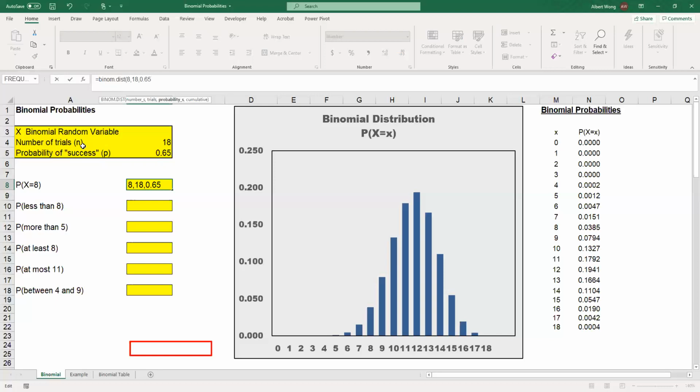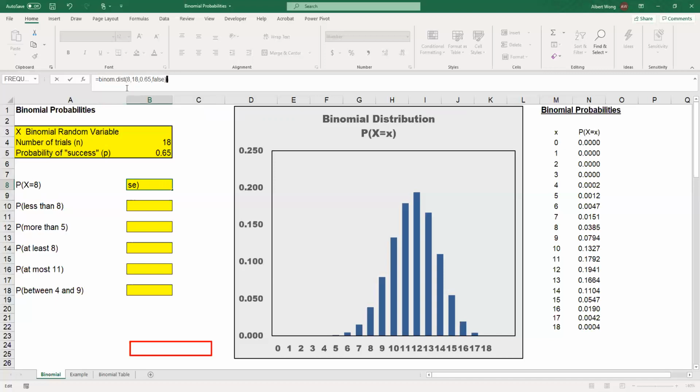And the last thing that we need to put in is to tell Excel whether we are calculating the probability mass function, that means the value of the probability at x equal to a particular value, or a cumulative distribution function, which is all the probability up to the point of the evaluation. So in this case, because we want to calculate P(x = 8), we put in FALSE, F-A-L-S-E.